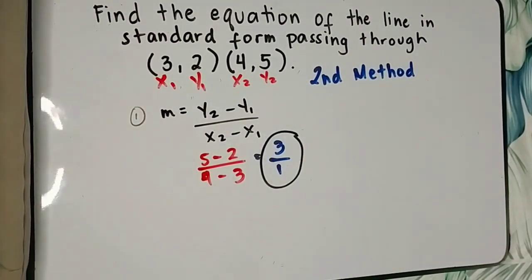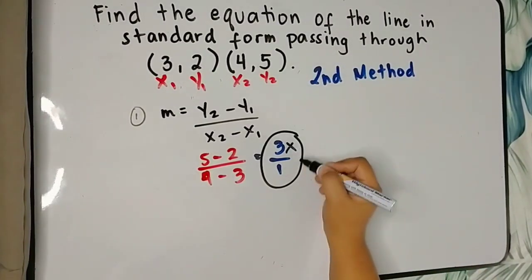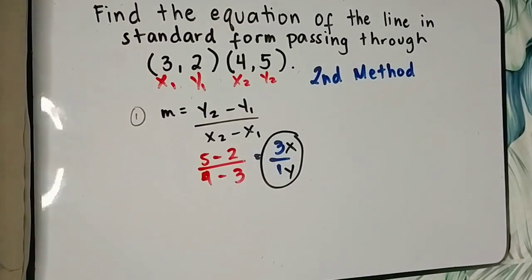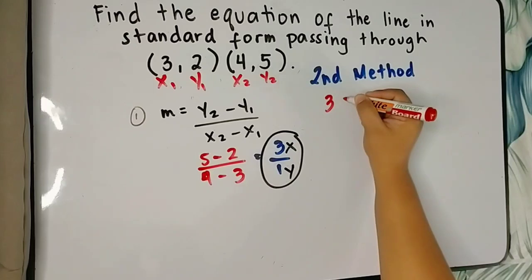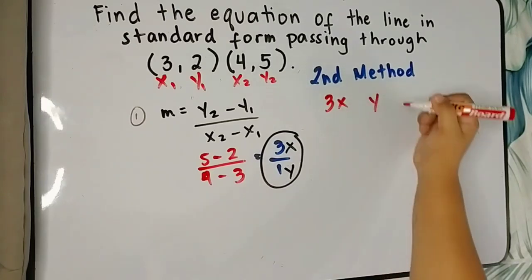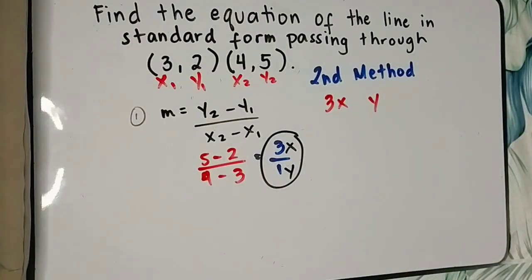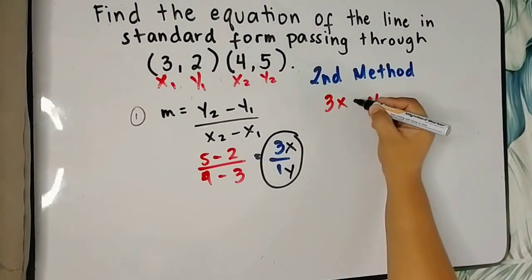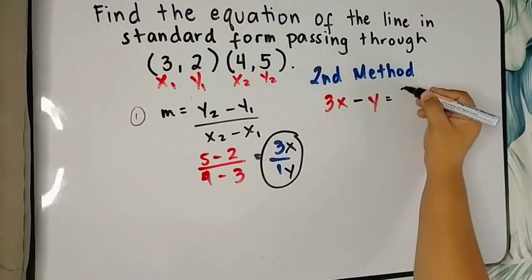so, let's assign now the x and y. So, numerator will be x, denominator will be y. So, we're going to have 3x and 1y or simply y. So, we have here 3x and y. Now, the operation that we're going to use is subtraction. Okay? Because our slope is positive. Right, it's always the opposite? So, minus equal now to c.